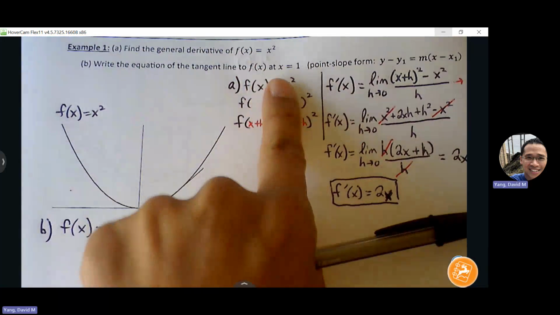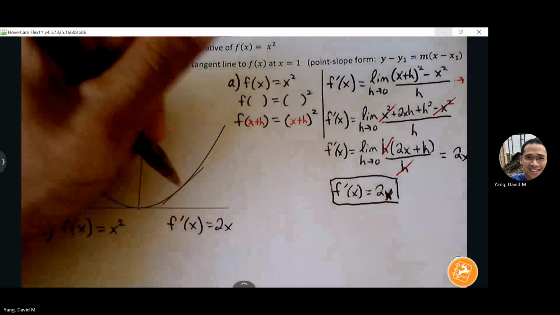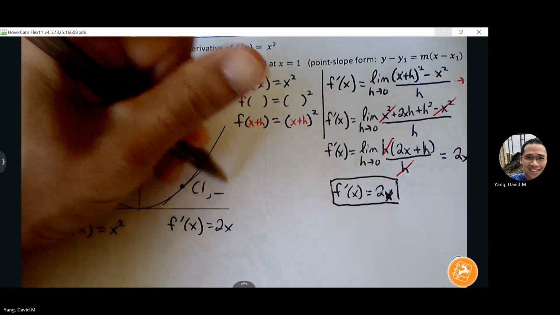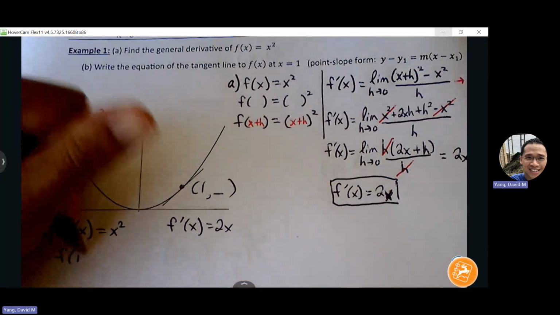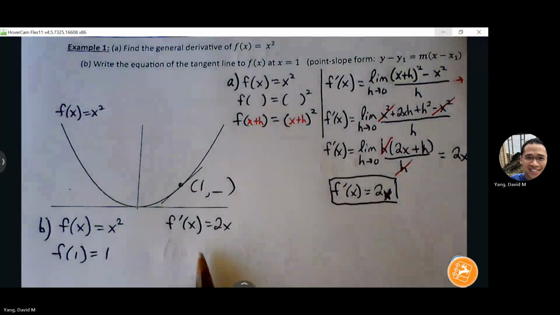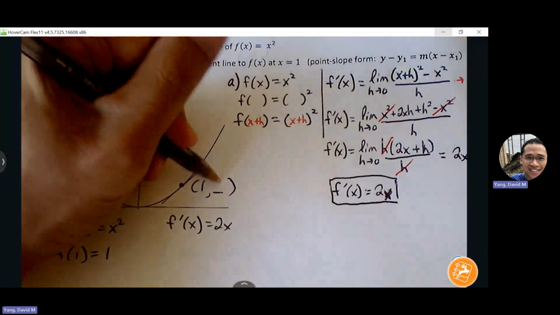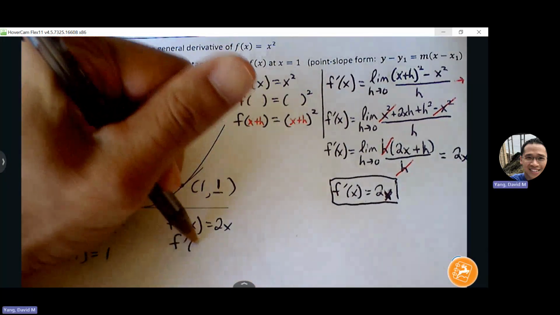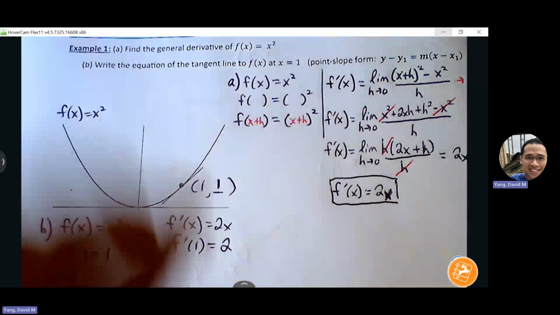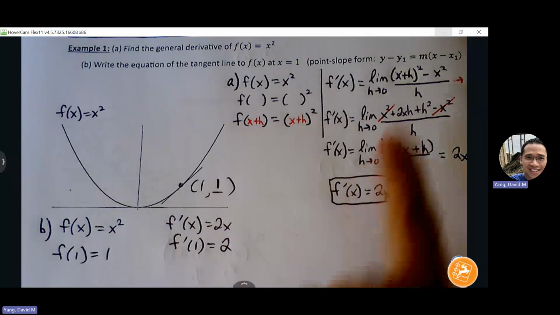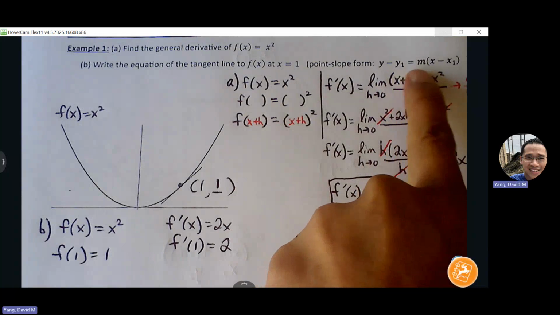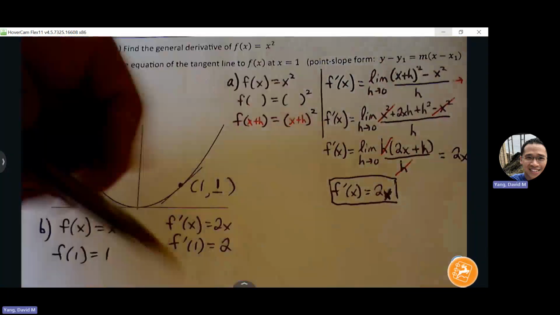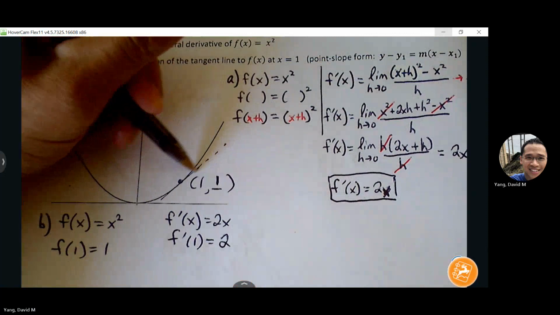Okay, so I'm targeting x equals 1 here. What's my y value? 1, right? f of 1 is 1 squared, which is 1. And then what's f prime of 1? What's the slope? f prime of 1 is 2. So you have your ordered pair, you have your slope. Now you can build your tangent line equation, which is going to be this line right here.